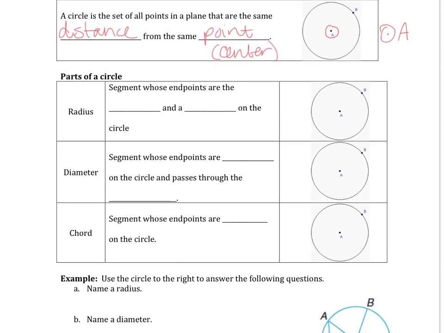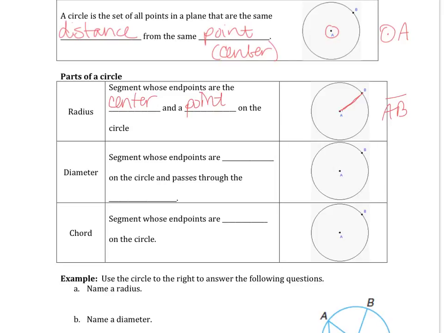Parts of the circle, some definitions here for you. The radius is the segment whose endpoints are at the center and a point on a circle. So if I were to draw this in here, this is radius AB. And again, since we're naming it, it's a segment, so make sure we put that line on top there.